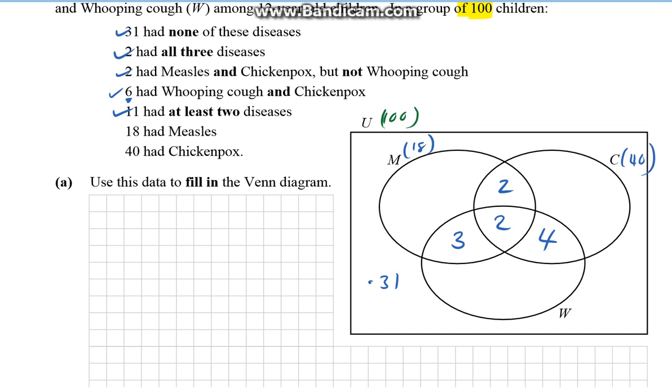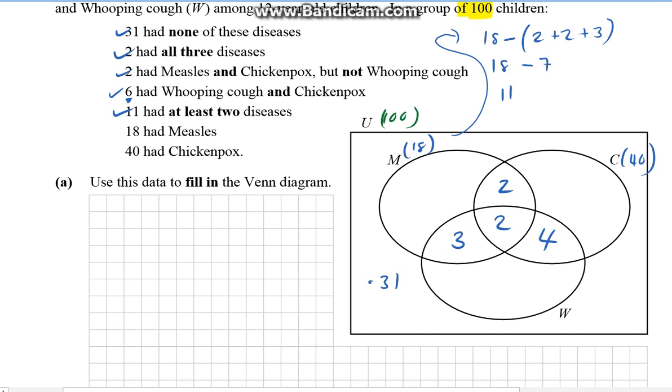So from that 18, we can figure out how many had measles only. We'll have 18 minus 2 plus 2 plus 3, so that'll be 18 minus 7. And that's going to give us 11 people in there. And 40 had chickenpox. You're going to do that in the exact same way. So it's going to be 40 minus 8, adding them 3 numbers there, which will give us 32.